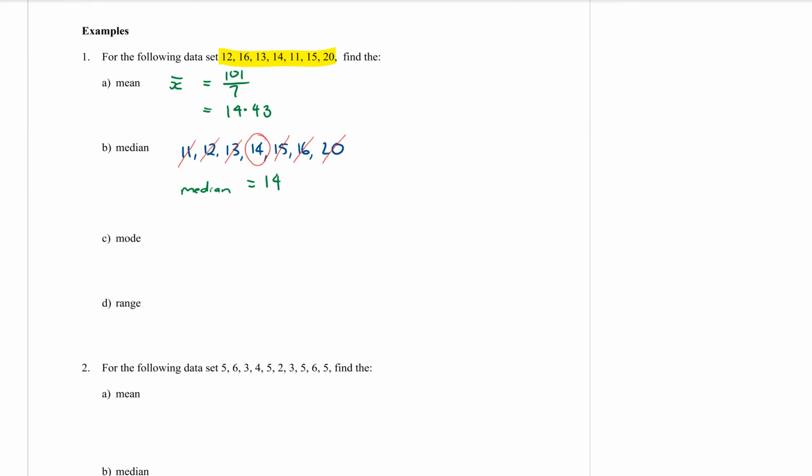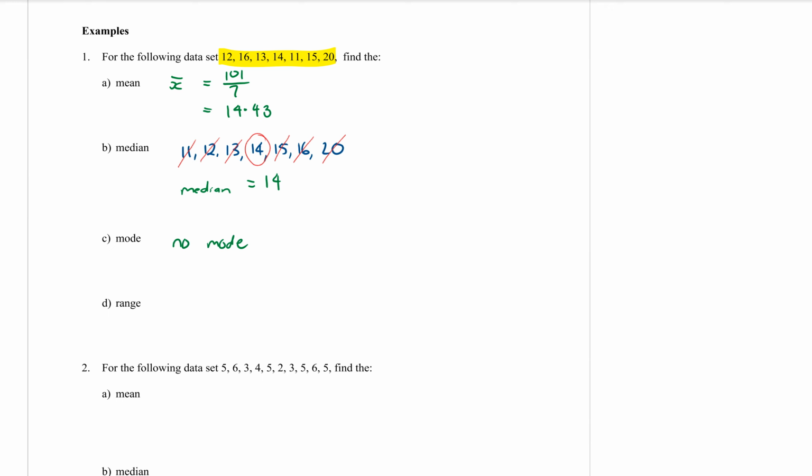Part C, mode. What does mode represent? The most common score. Good. Do I have any score there happening more than once? No. So that's a no mode situation.